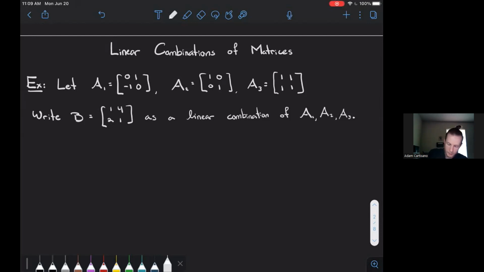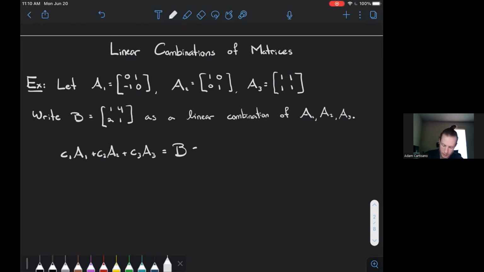Well, okay. I have c1A1 plus c2A2 plus c3A3 equals B. This is what I want to do, right? I want to be able to write B as a linear combination of A1 through A3.